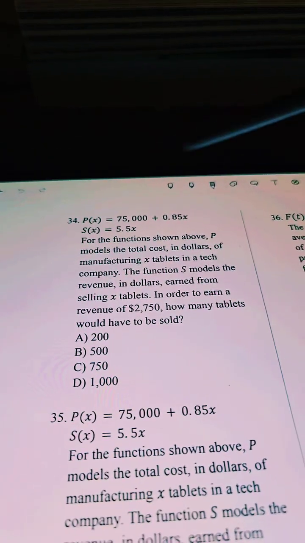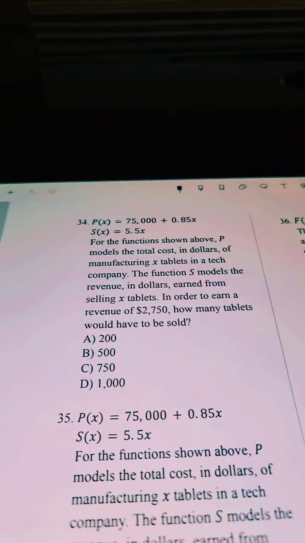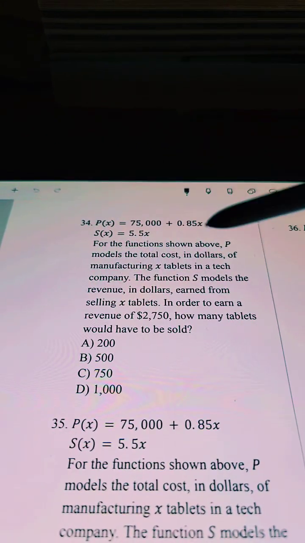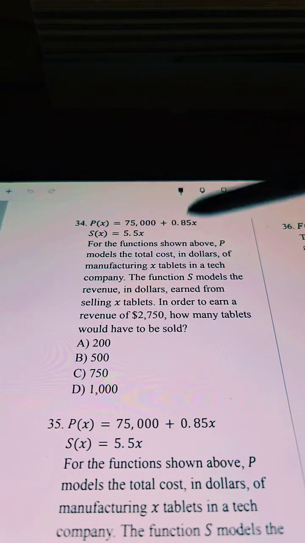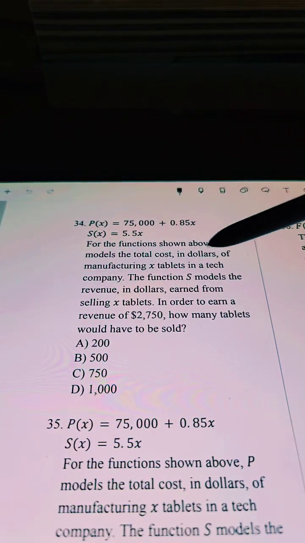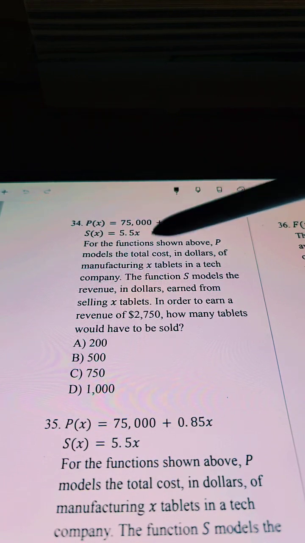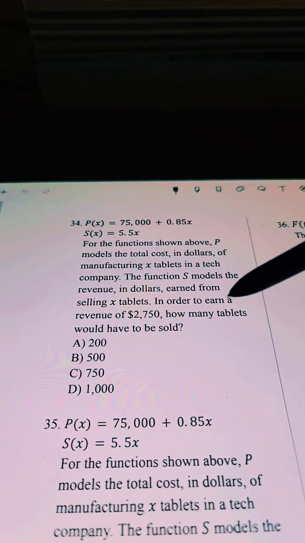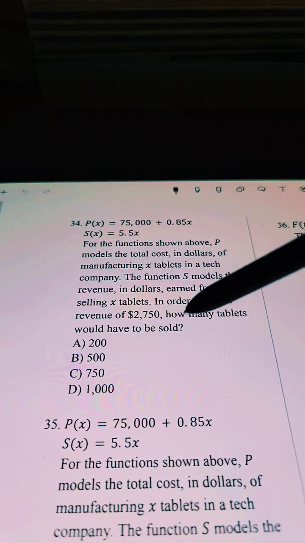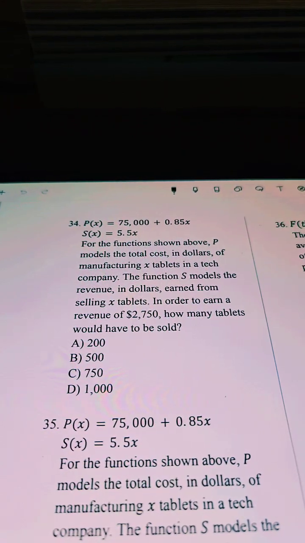So then let's go to number 34 now. So for the functions shown above, P models the total cost in dollars of manufacturing x tablets in a tech company. The function S models the revenue in dollars earned from selling x tablets. In order to earn a revenue of $2,750, how many tablets would have to be sold?